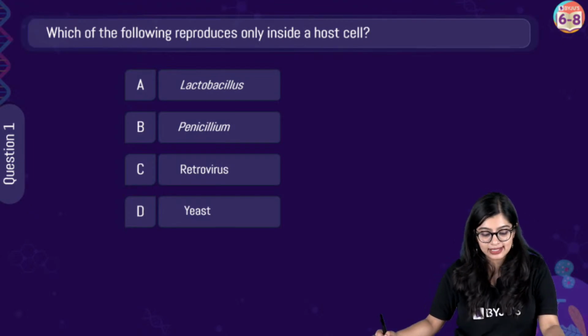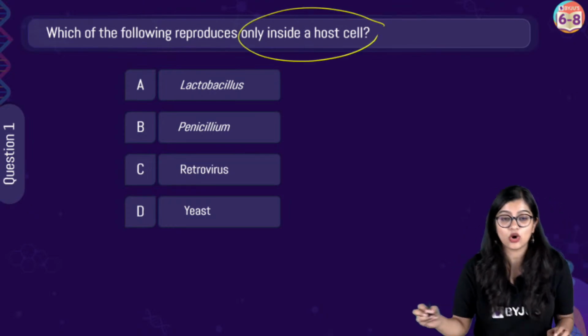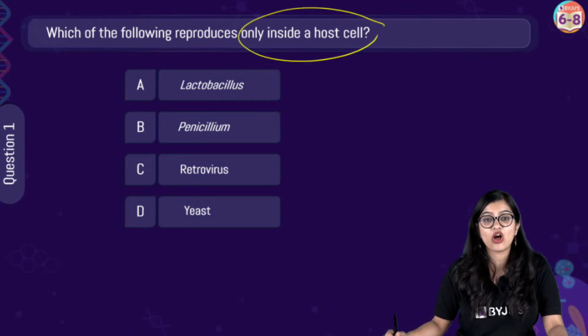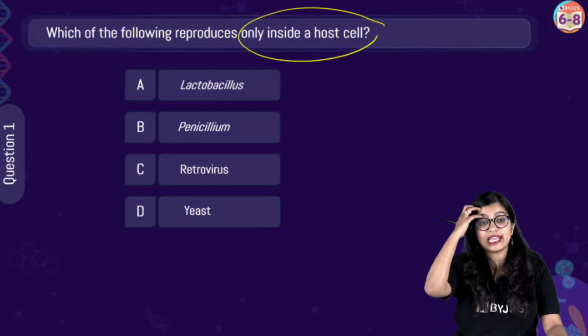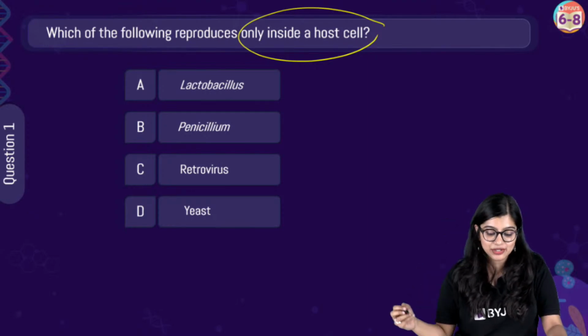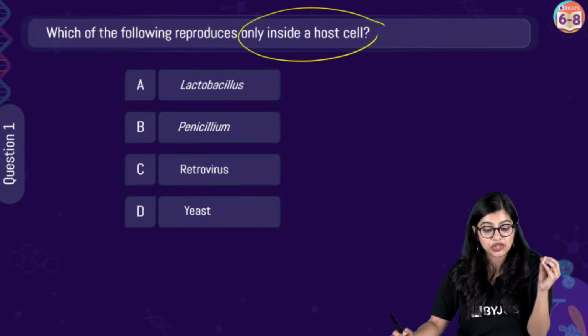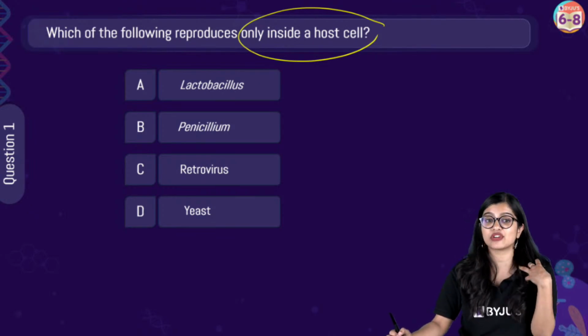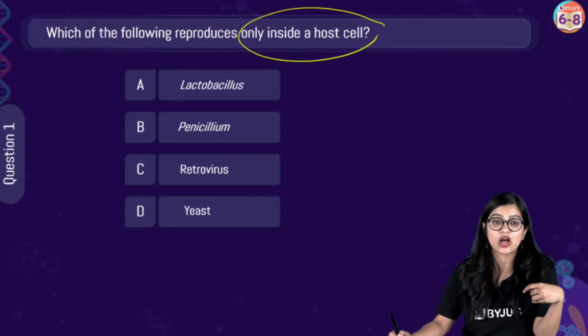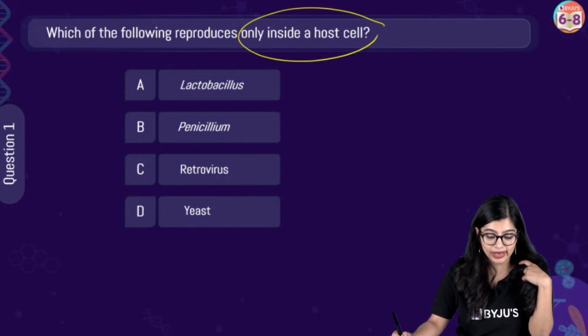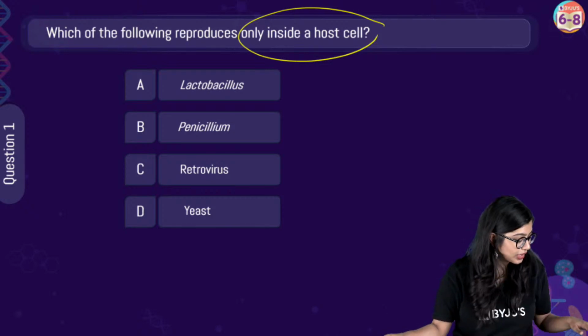Question number 1 is, which among the following will reproduce only inside a host cell? Lactobacillus, penicillium, retrovirus, or yeast? We are talking about which of the following organisms will reproduce only inside a host cell. Focus on that, right?